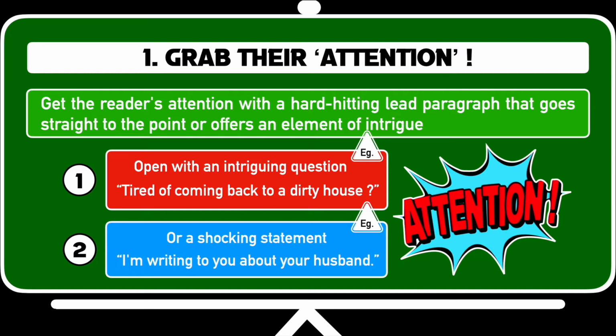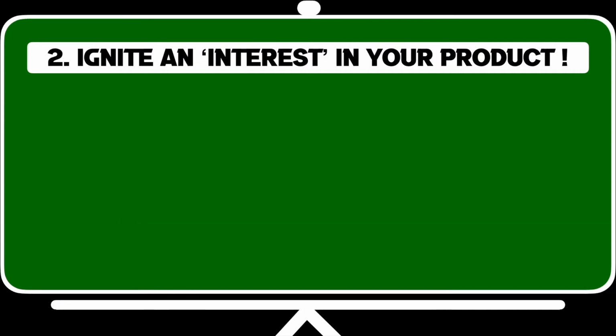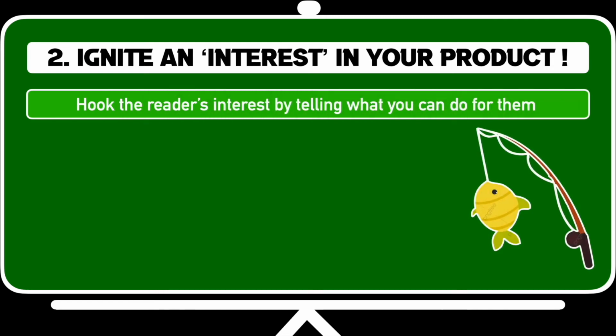So the most common way is using a question, but that is a little overused. So a better way is to start with a shocking statement. Going to the second point, where you try to ignite an interest in the customer's mind for your product. Now, this can be done by telling the reader what you can do for them to make their lives better.